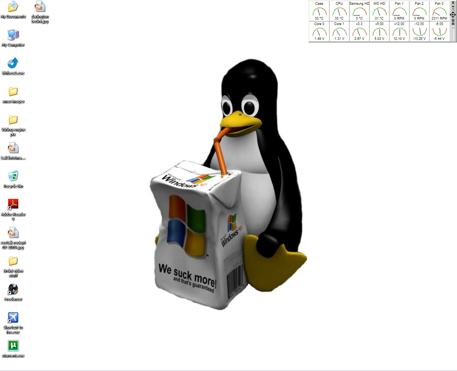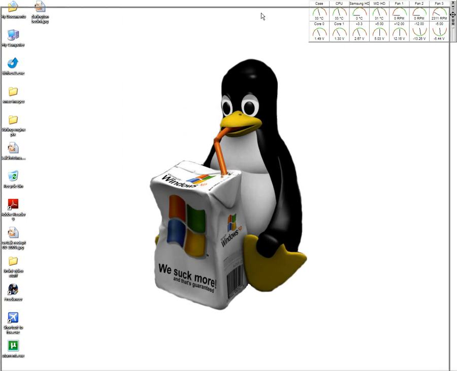Okay, say hi to Tux on the desktop. Right.